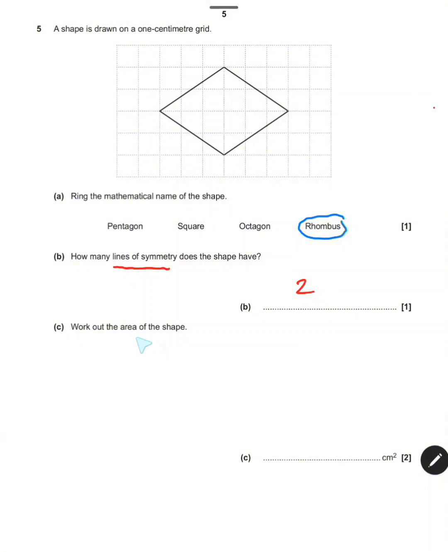Part C, we're asked to work out the area of the shape. So we want to know how many full squares it takes up. Well, there's 1, 2, 3, 4. And then what we've got is part squares. So we need to start piecing these together. If we look at that one and that one, they would fit together to make a perfect square. So that's number 5. We can do the same down here. That would be number 6. Same on this side.